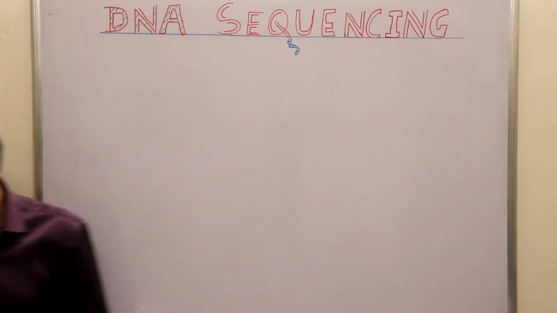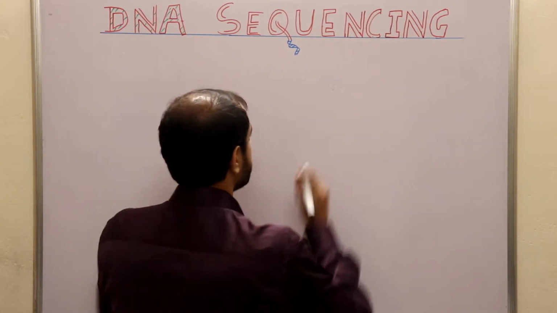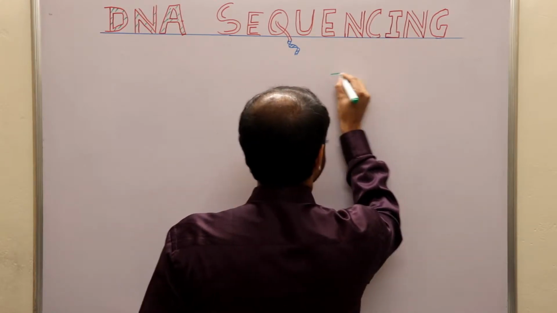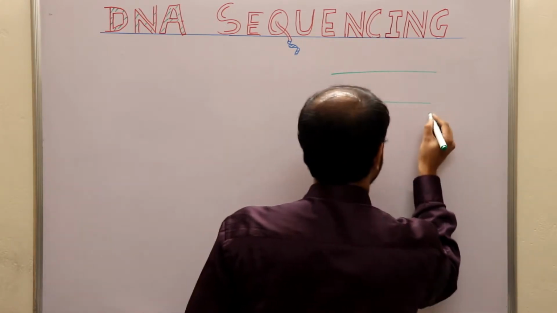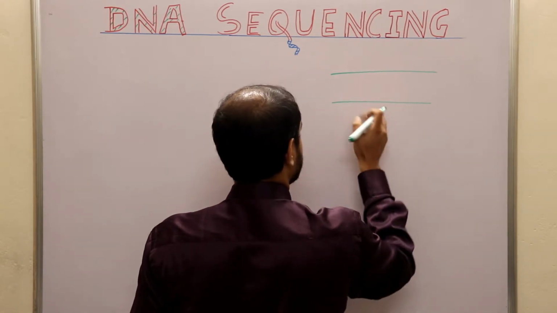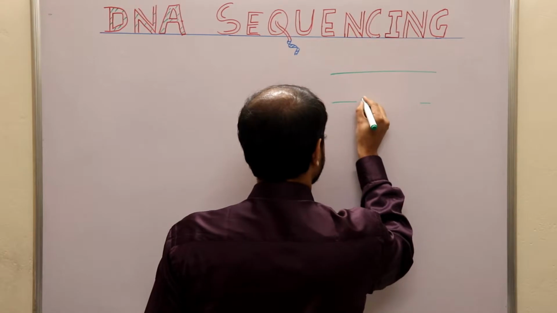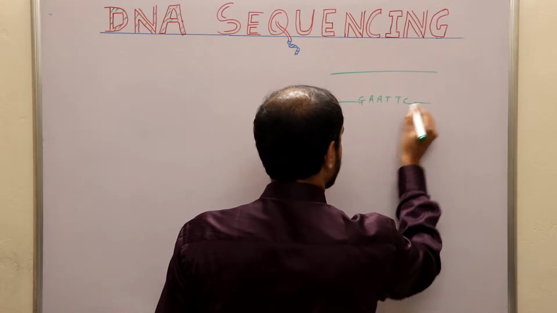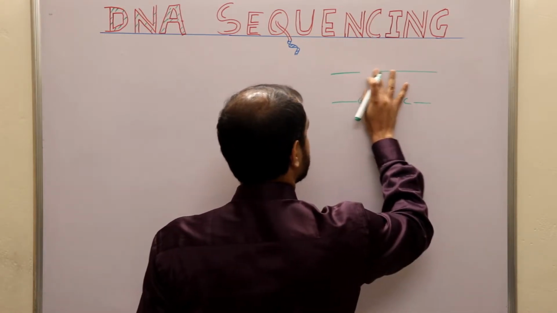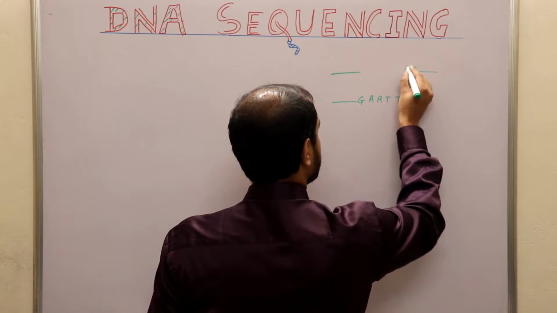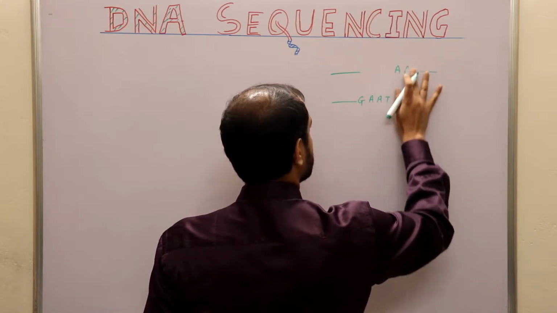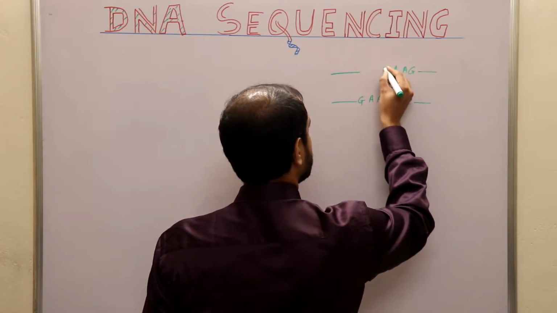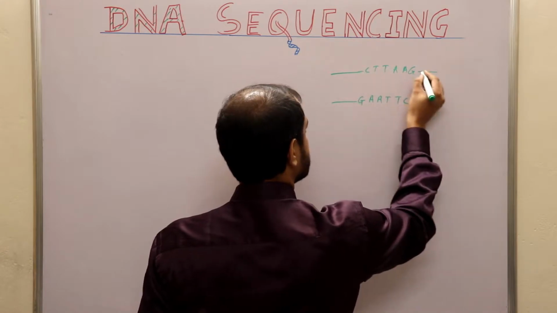Suppose this is a particular DNA sequence, and here it is: G A T T C, right? Now listen.